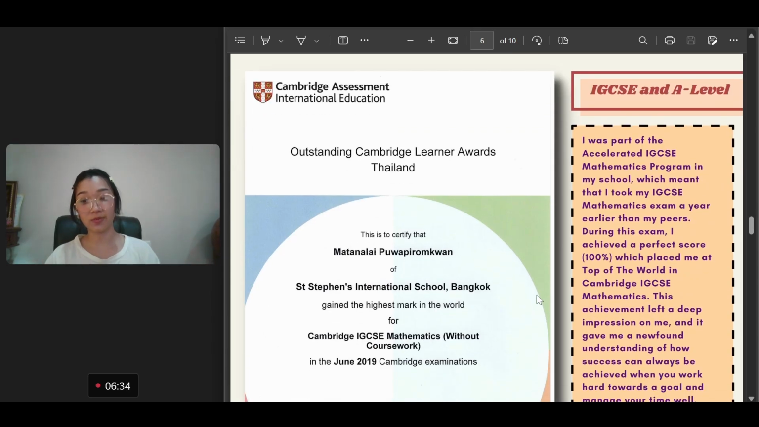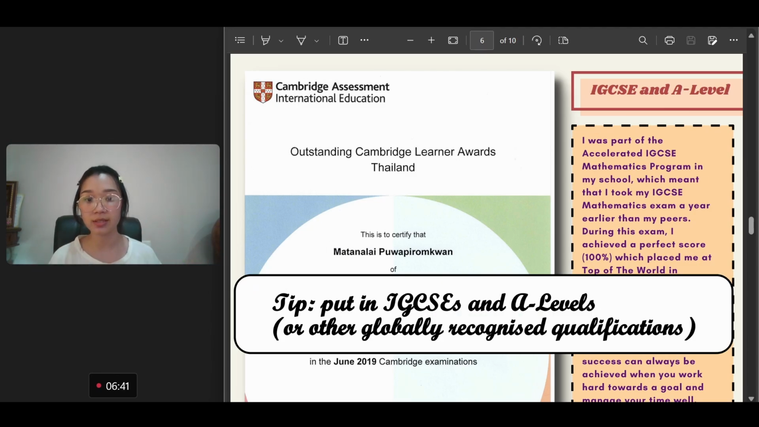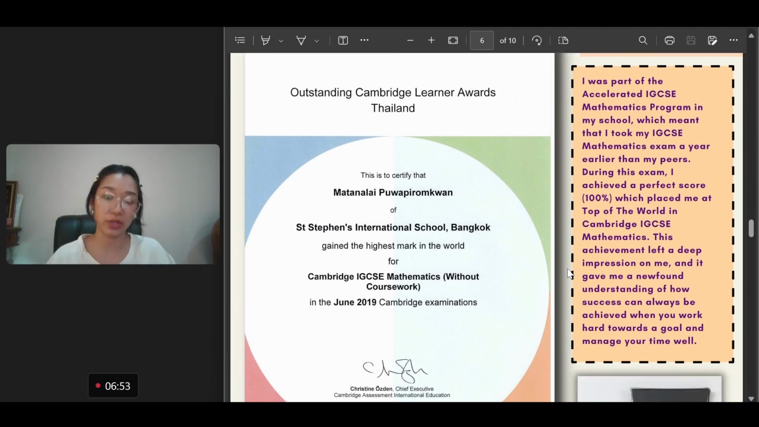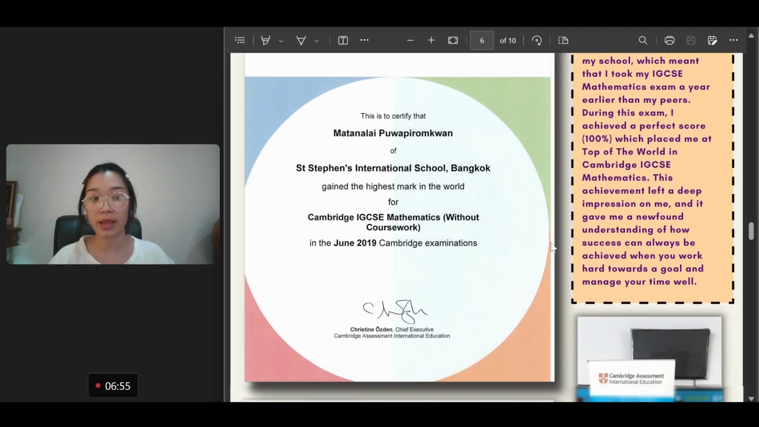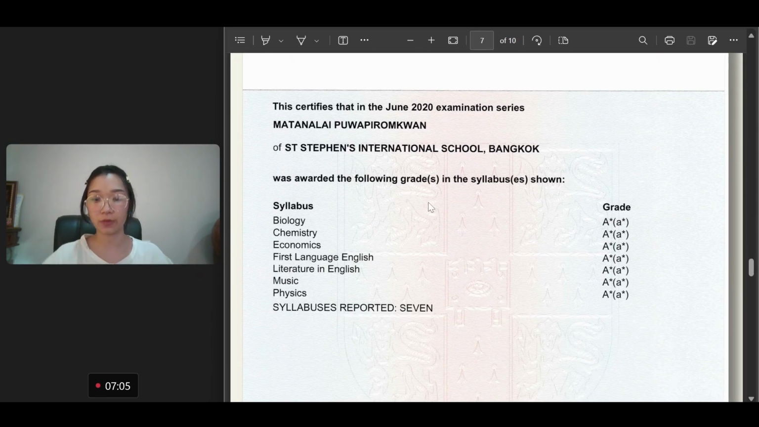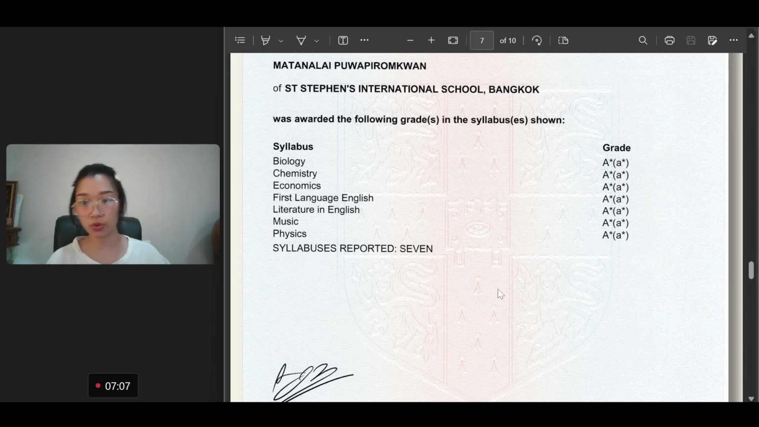Next, this is a very important part. If you have taken the IGCSE, A-levels, or IB courses, you're going to have IGCSE and A-level scores. You have to put them in your portfolio because it's very useful. It's recognized everywhere. So please put it in. I put in my 100% certificate right here, and I made it very big to fill out the space. I also put in the certificates for all the other subjects I took with the scores.